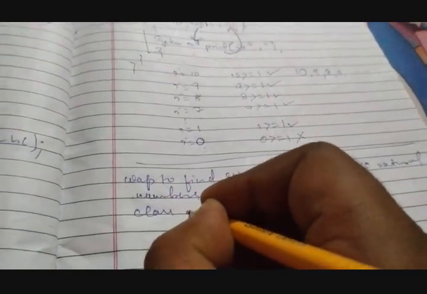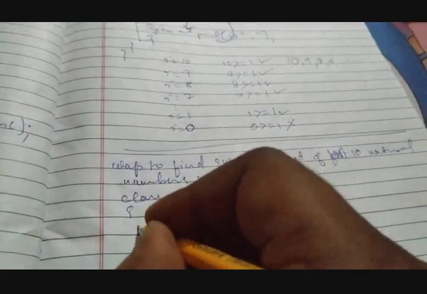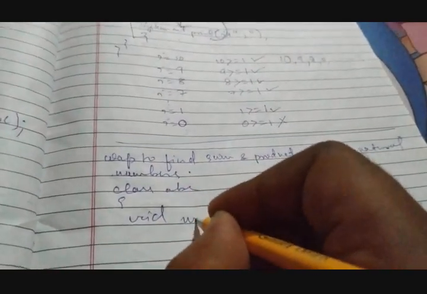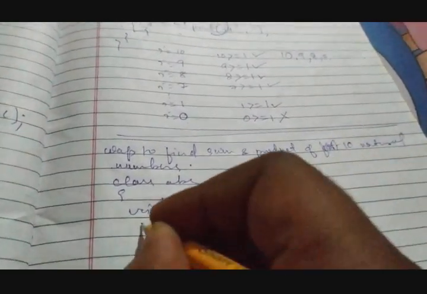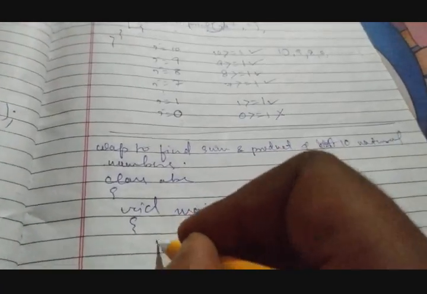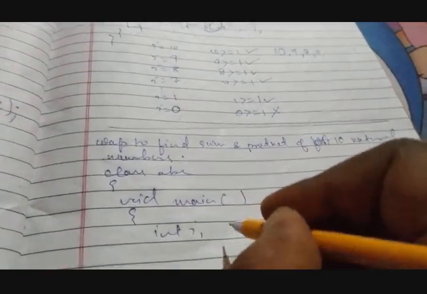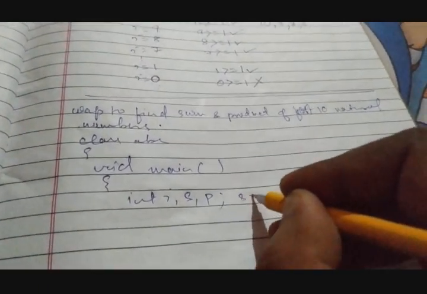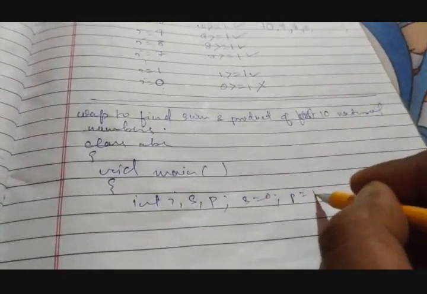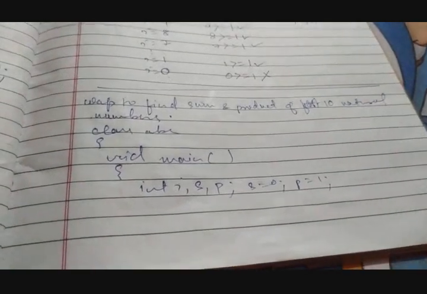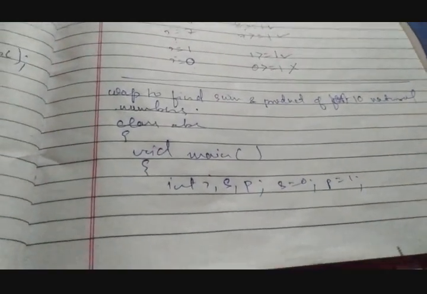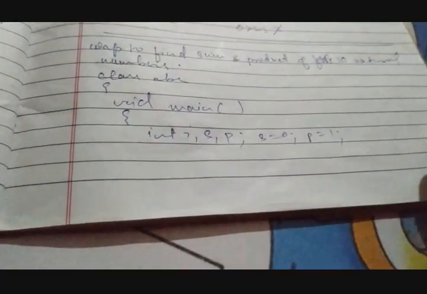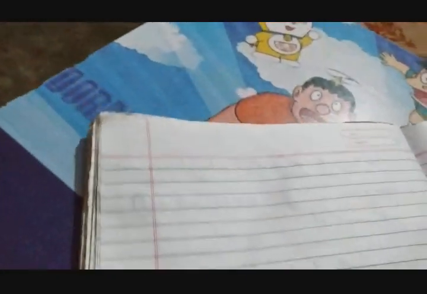Class ABC, void main, curly braces start. A loop is required. You require a sum and you require a product. Sum must begin with 0 and product must begin with 1. Is it? I will write the loop on the next page so that it will be easier to trace. Okay, the loop on the next page.